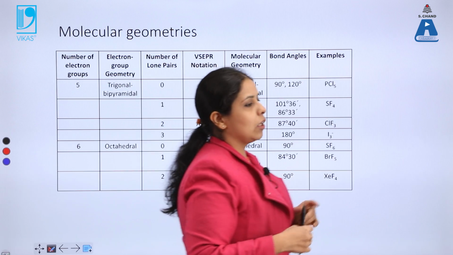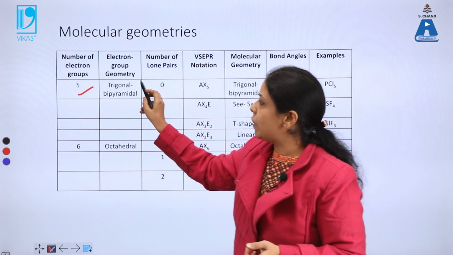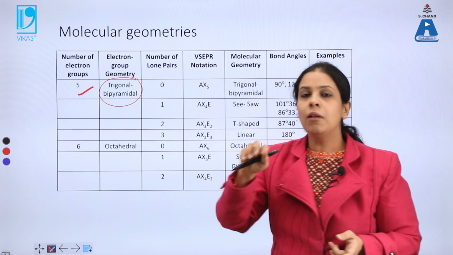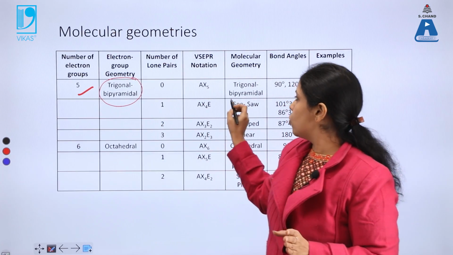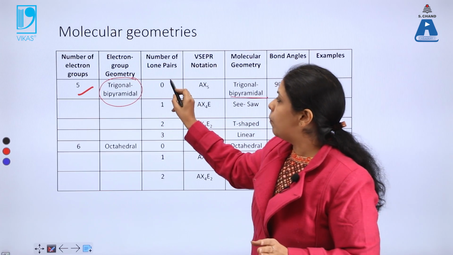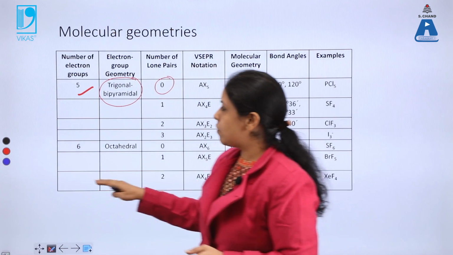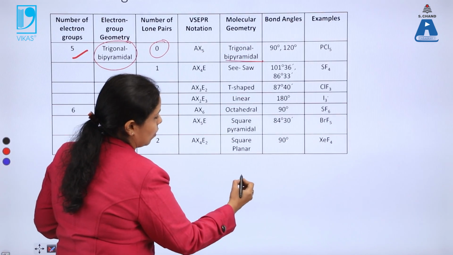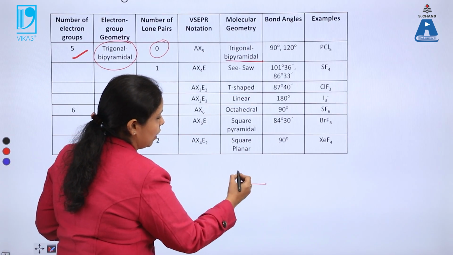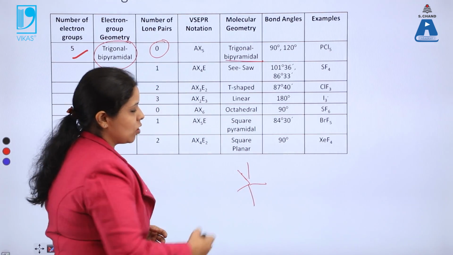Let's move ahead with the group when the number of electron groups is 5. So the basic geometry is trigonal bipyramidal, in the case when there are no lone pairs present. So this is trigonal bipyramidal when the number of lone pairs is 0. So what type of geometry is it? Basically 3 are in one plane, and because the total has to be 5, one is above the plane, one is below the plane.